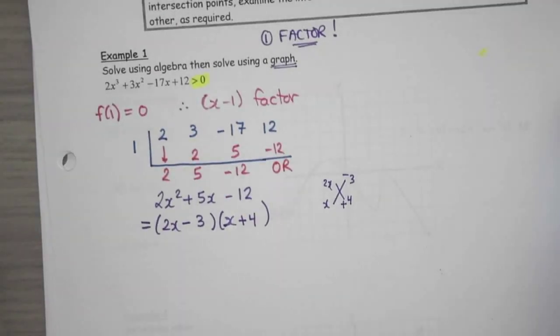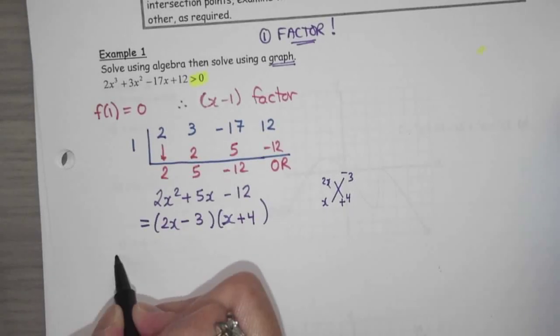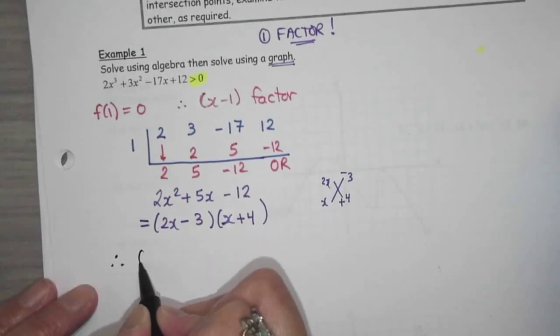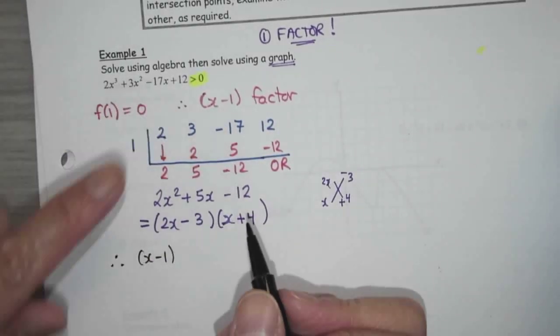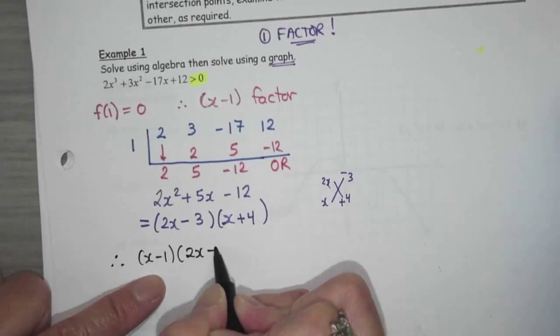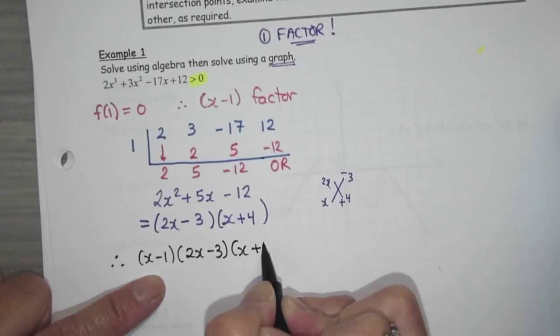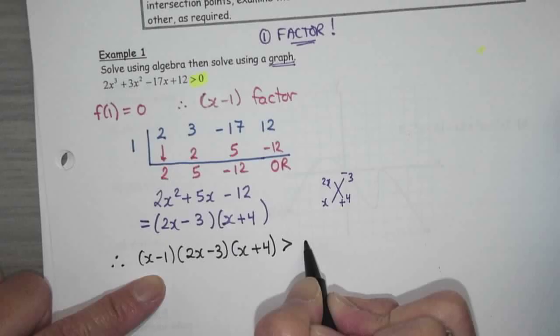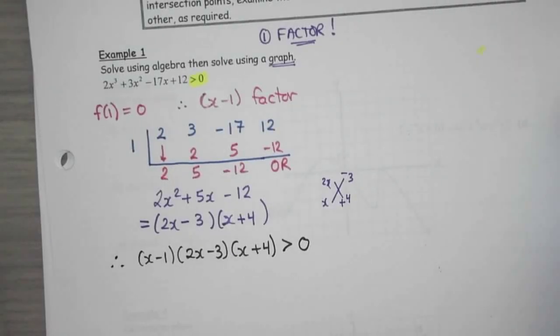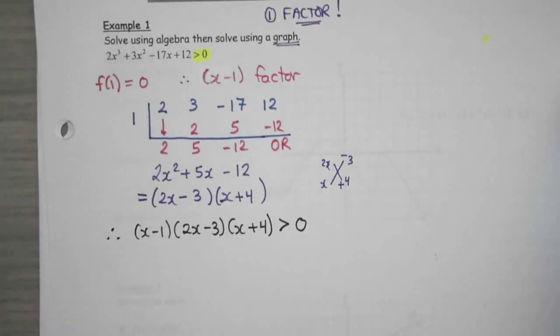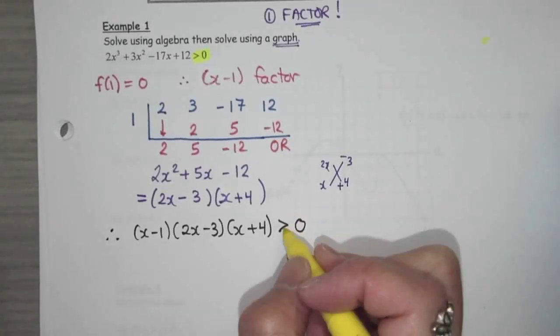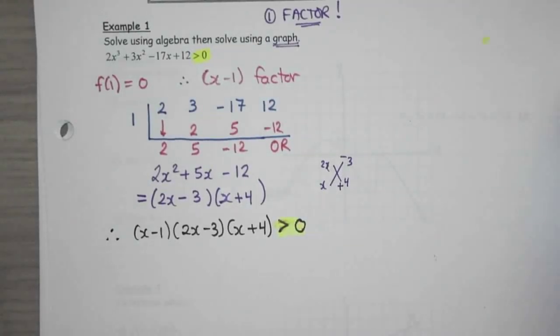Okay, then I do my therefore, right, and make sure you do the little conclusion, so this will be x minus 1, that's my first factor, 2x minus 3, x plus 4, I want that greater than 0. You don't have to put the therefore, just I put it there to remind you. I'm putting it all together. Okay, so again, we're looking for this. It has to be greater than or equal to 0. That's my goal.